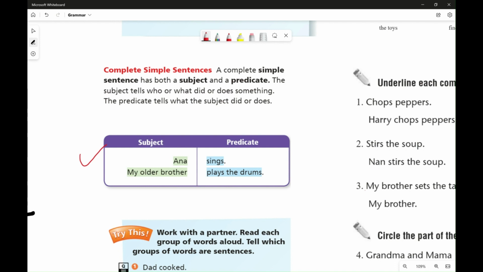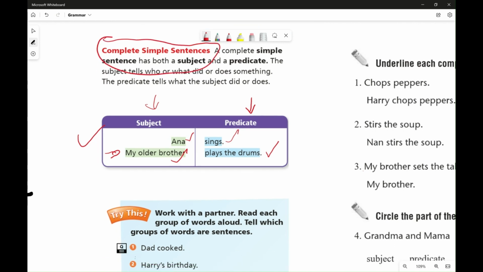Anna sings. Who sings? Anna. What does Anna do? Sings. Next, my older brother plays the drums. Who plays the drums? My older brother. What does my older brother do? Plays the drums. So in these two sentences, there is a subject and a predicate. That makes a complete simple sentence.